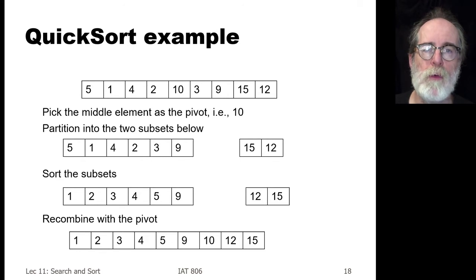So here is an example. We have an unsorted list here: 5, 1, 4, 2, 10, 3, 9, 15, 12. What I'm going to do is pick any element as a pivot. We'll take 10 as the pivot, and then we'll take all the elements in the list that are less than 10, put them on one side, and take all the elements that are greater than 10, put them to the other side. So 15 and 12 are greater than 10, and 5, 1, 4, 2, 3, 9 are less than 10. We then sort those things, and then we put them together.